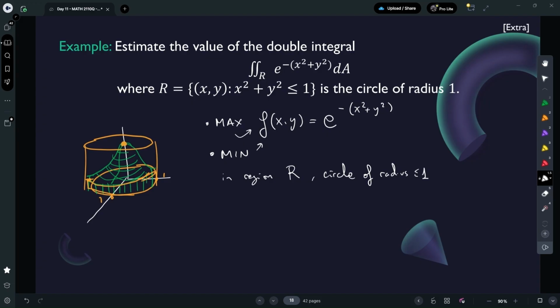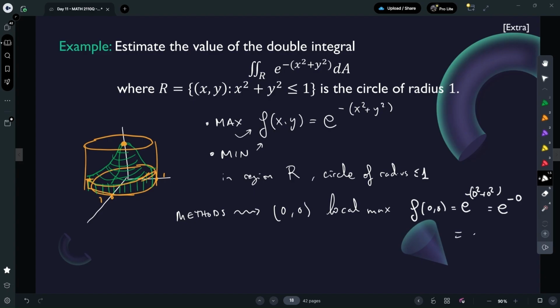And well, you can use the methods we've seen before. So our previous methods can actually show that there is a local max. So you can figure out where the critical points are, and there is only one critical point at 0, 0. And this is, in fact, a local max. By taking derivatives and the second derivative method, we can figure out that this is the local max. So what is f of 0, 0? That's e to the minus 0 squared plus 0 squared. So that is e to the minus 0. So that is just 1.